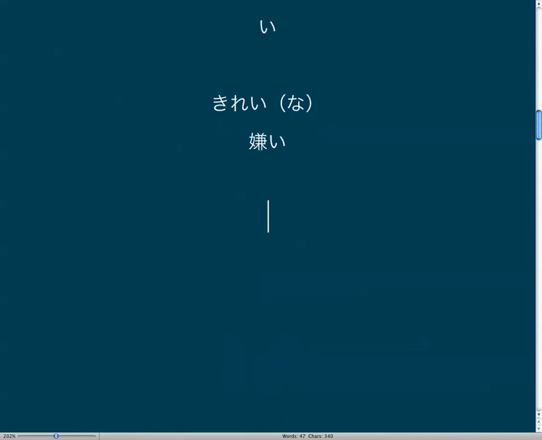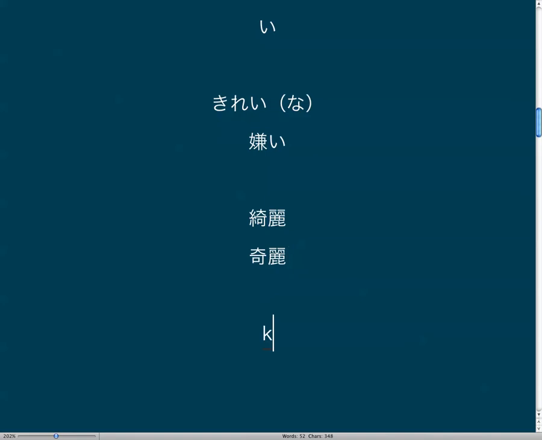For example, kirei, written in kanji, looks like this, or this. Since i is part of this kanji, you know that it can't be an i-adjective. That's because the whole point of the i in the i-adjectives is to allow conjugation without changing the kanji.